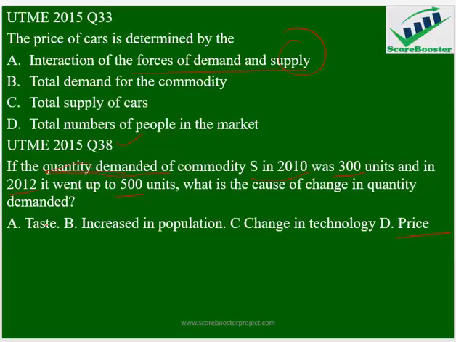If they say change in demand, these are the potential options. These are all potential options, but they say quantity demanded. They want to convince you. You can say, is it taste? Maybe in 2010 things have changed. In 2015, population has increased. Technology has changed, but they say quantity demanded. Take note of that word.